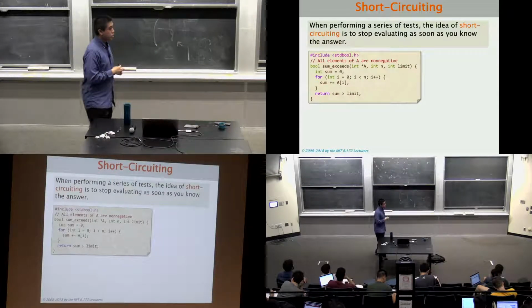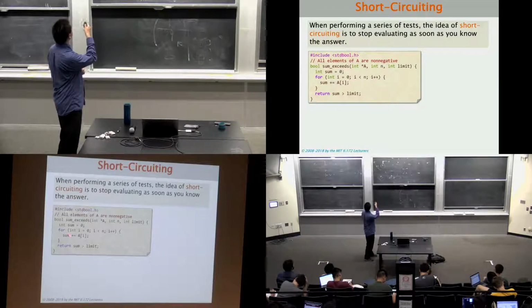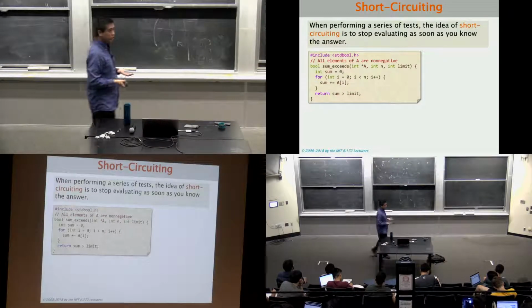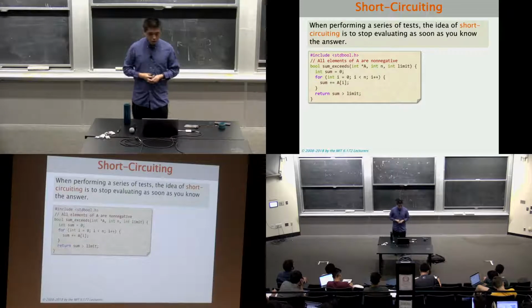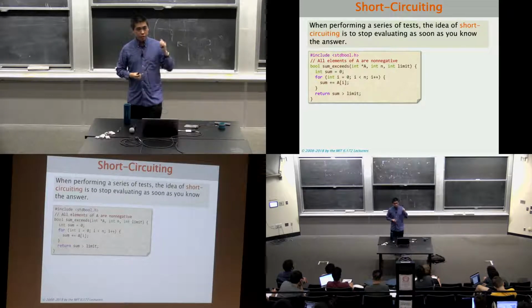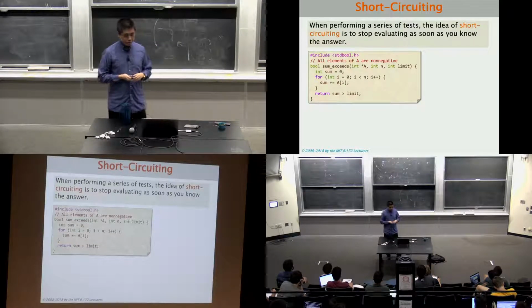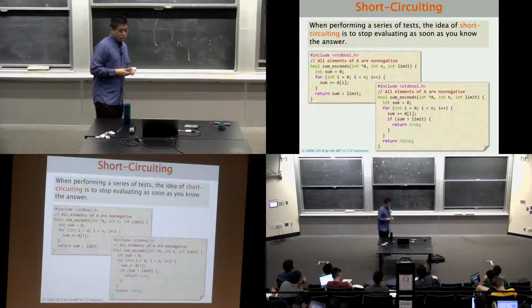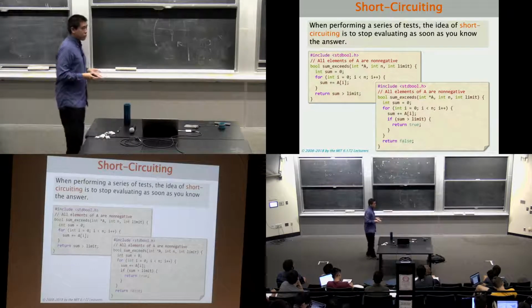So the simple way to do this is you just sum up all of the values of the array using a for loop, and then at the end you check if the total sum is greater than the limit. So using this approach, you always have to look at all of the elements in the array. But there's actually a better way to do this.